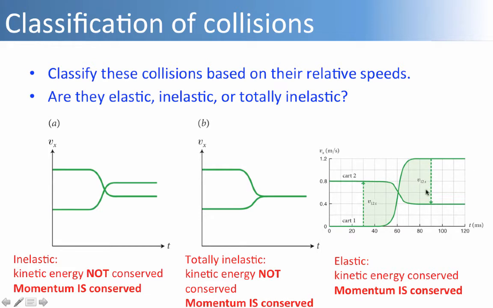In this final case, this is what we call an elastic collision. This is where the relative speed is the same before and after the collision, and kinetic energy is conserved. Momentum is also conserved because, let me say it again, momentum is conserved in every collision for an isolated system.